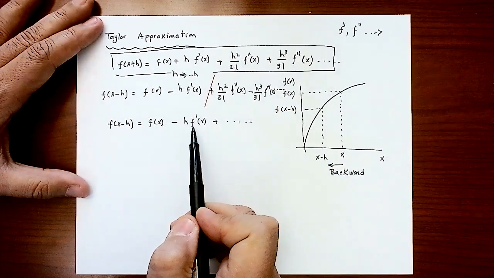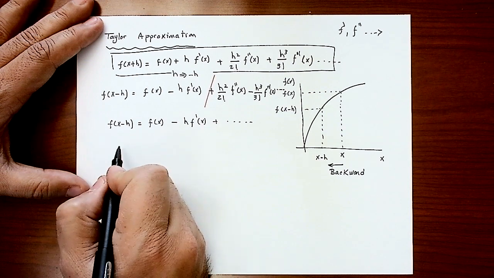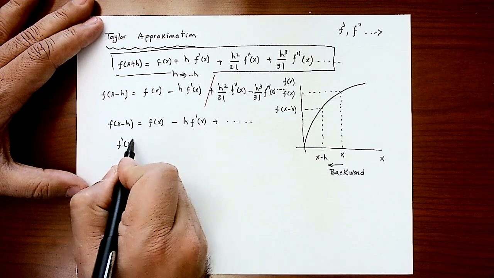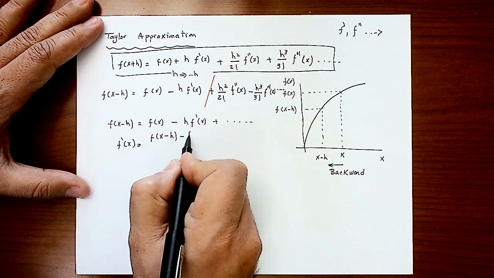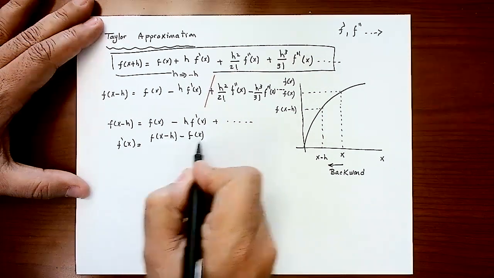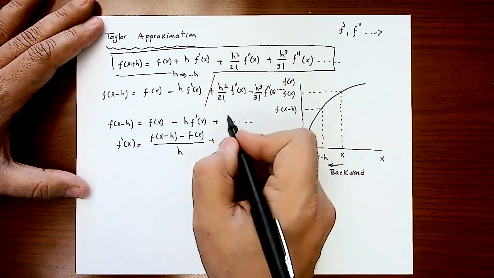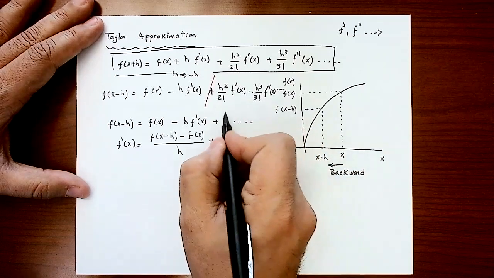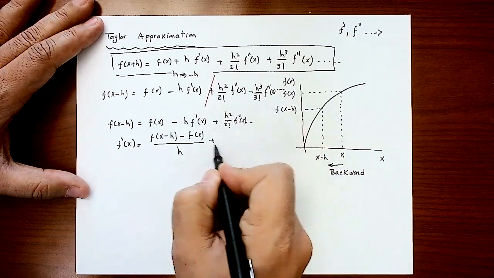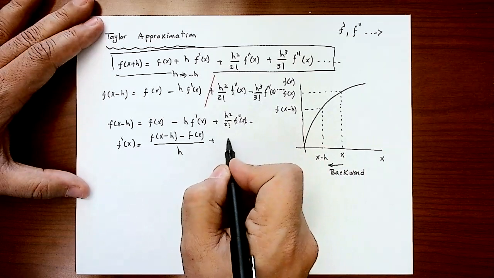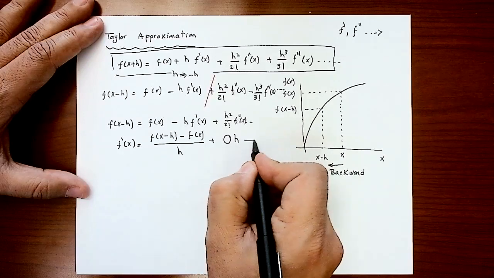So if I'm looking for the first derivative here, I will isolate that term to this side. So I will have f prime of x equal to f of x minus f of x minus h, divided by h, plus more. Let's recall what term was here. There was h squared over 2 factorial f double prime of x, right? Regardless of the sign, you will end up having something here, but because I divided by h, it will be an order of h, whatever it is.